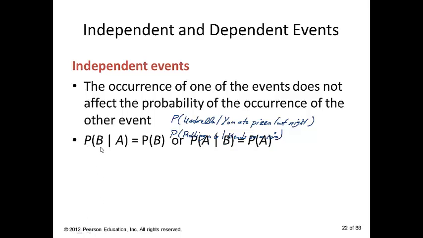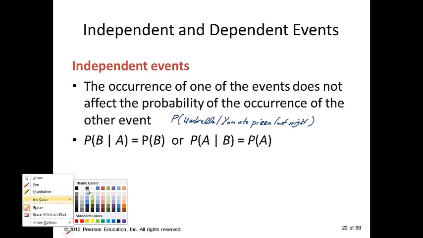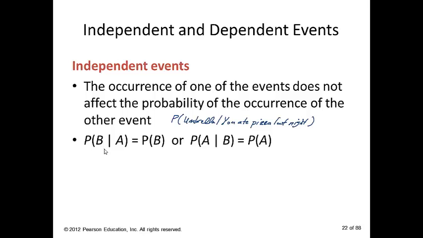If the probability of B given A is equal to the probability of B, or if the probability of A given B is equal to the probability of A, then my events are also independent. Let me erase this out of our way. Let me read that again. If the probability of B given A is equal to the probability of B, then A and B are independent. Why is that? Because technically the given has nothing to do with my probability of getting B, and they come out to be equal.